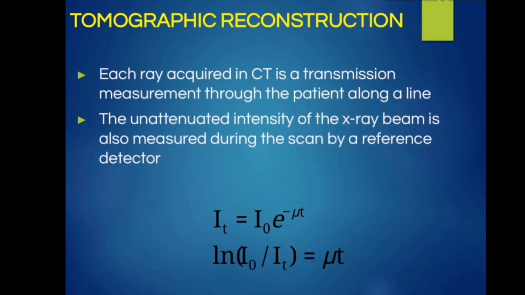Each ray acquired in a CT is a transmission measurement through the patient along a line. The unattenuated intensity of the X-ray beam is also measured during the scan by a reference detector.